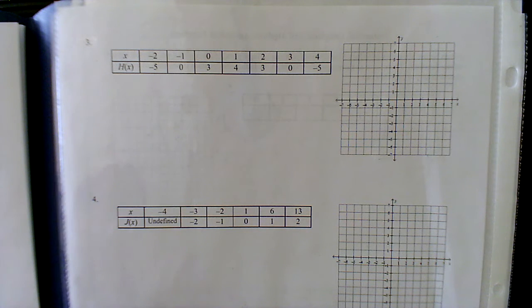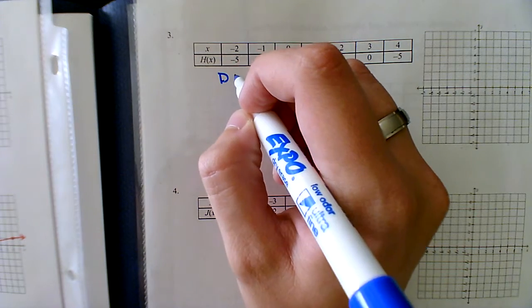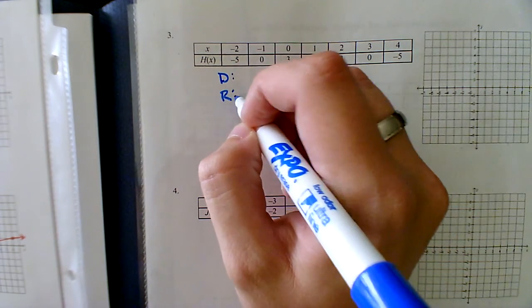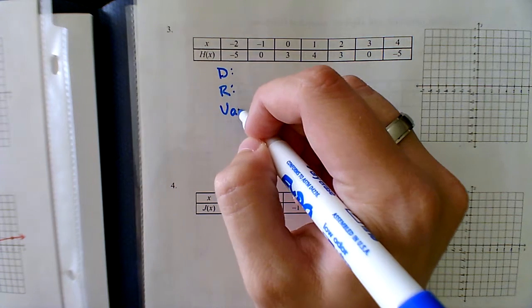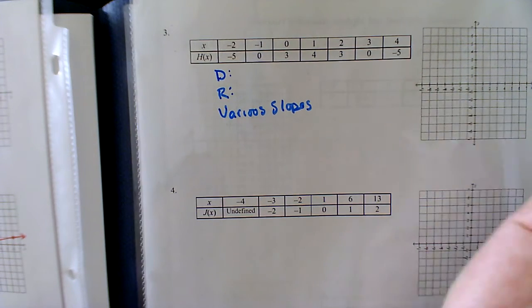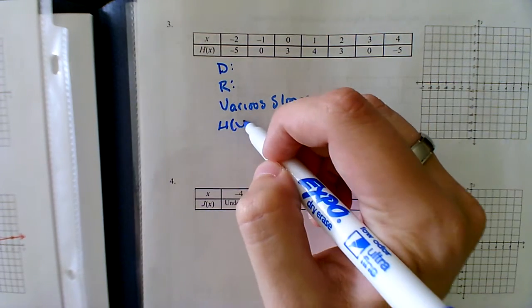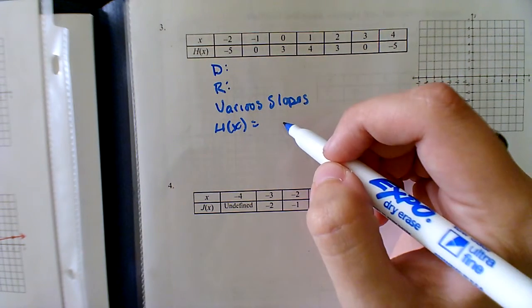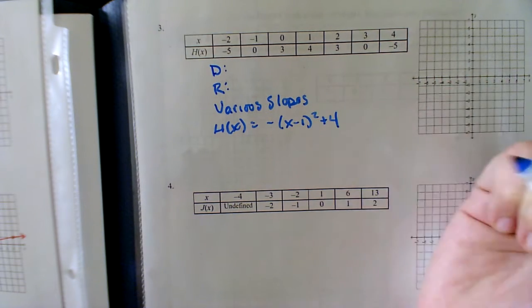So the formula. That was our quadratic, right? Or the equation. Okay. Did we do domain? Yeah. We did range? Yeah. What else did we do? Slopes. Various slopes. Okay. Is that all we wrote down? Equation. We did the equation? Yeah. H of x equals negative x minus 1 squared plus 4. Perfect. Anything else?